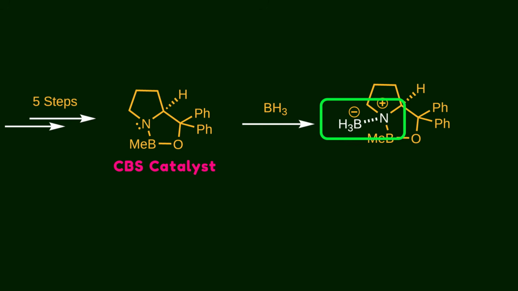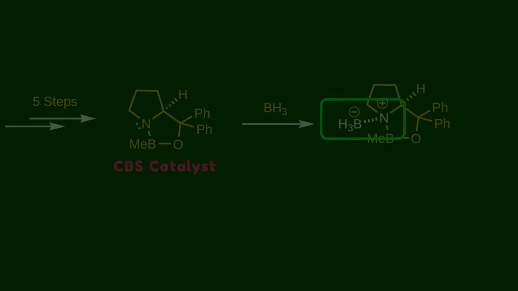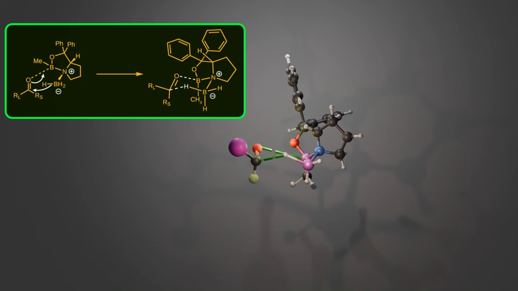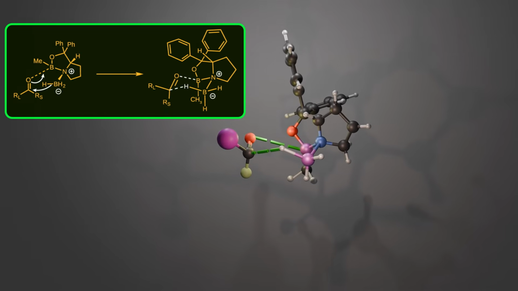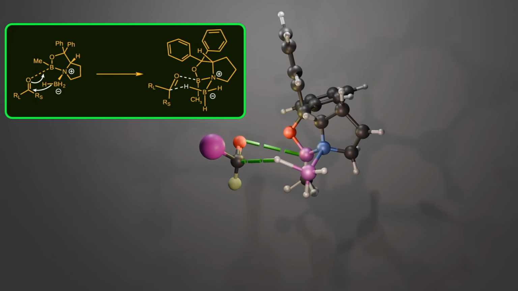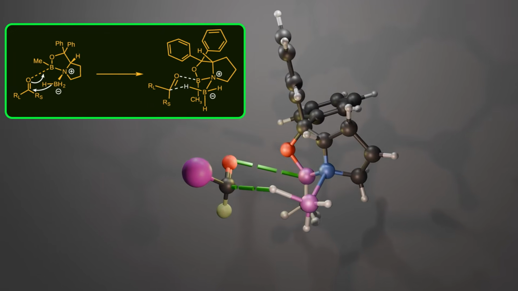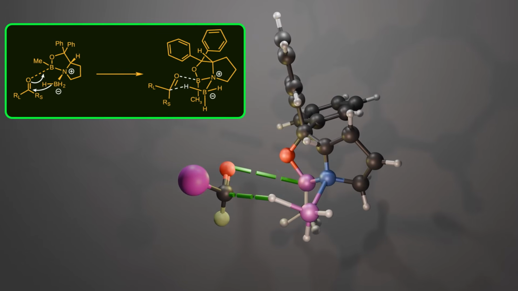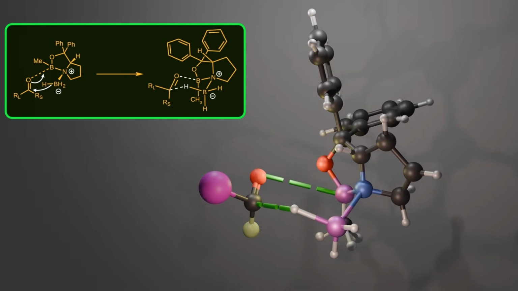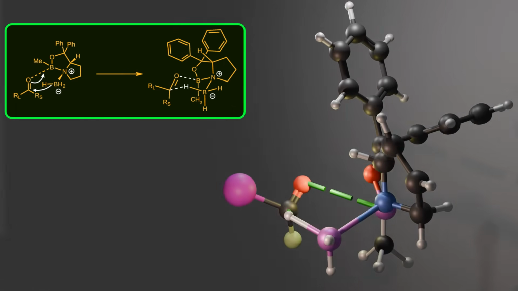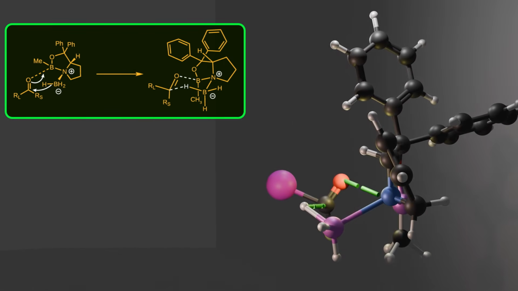Now let's go to the 3D space to see what exactly happens when the active CBS complex approaches a ketone. Here we can see the chair-like transition state of this asymmetric reduction. There are two important interactions that make this reduction effective. In this part of the chair, borane becomes more reactive because it accepts the non-bonding electrons of the nitrogen. So the nitrogen atom acts as a base.